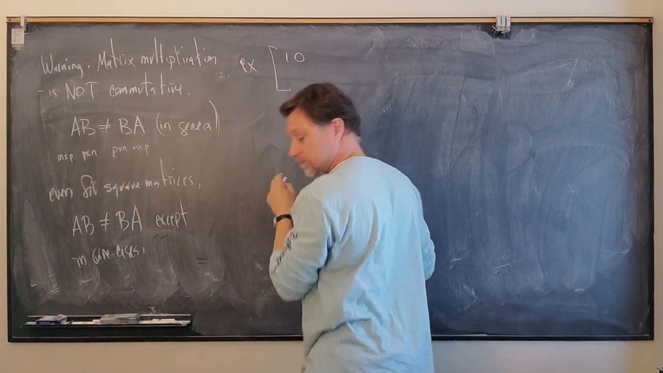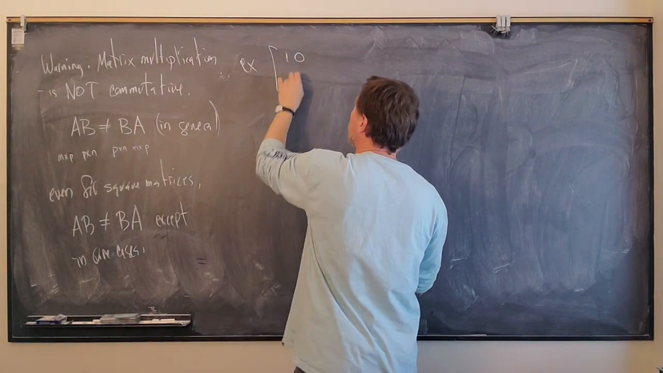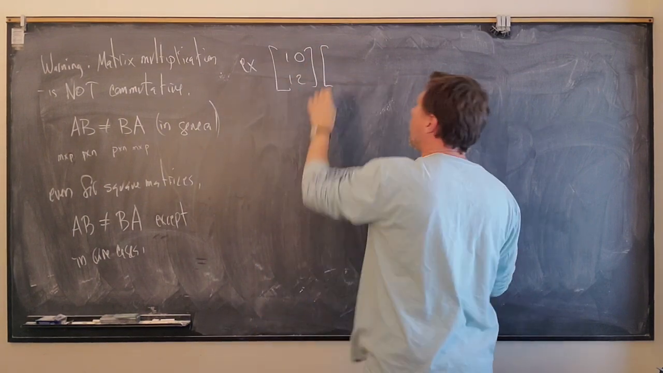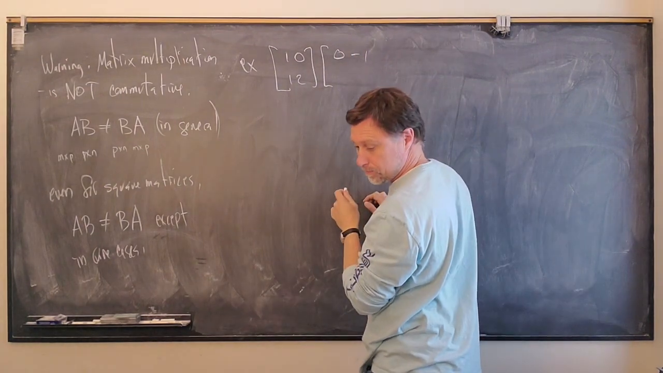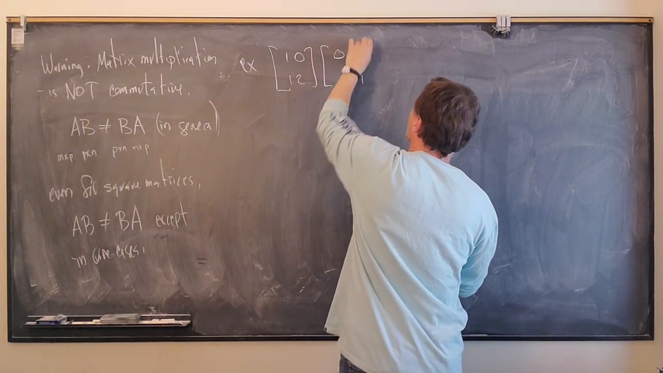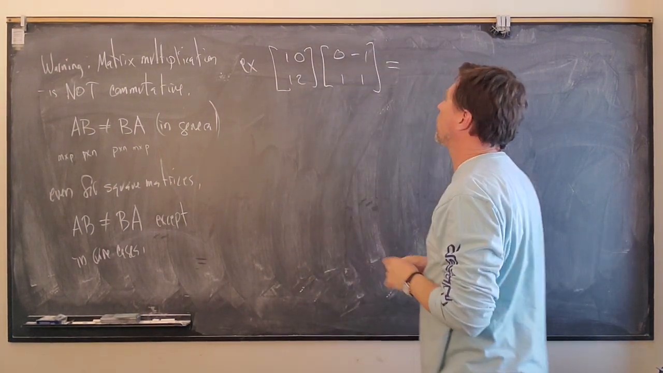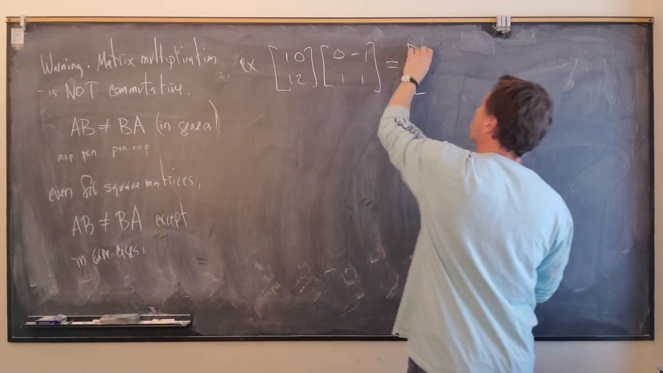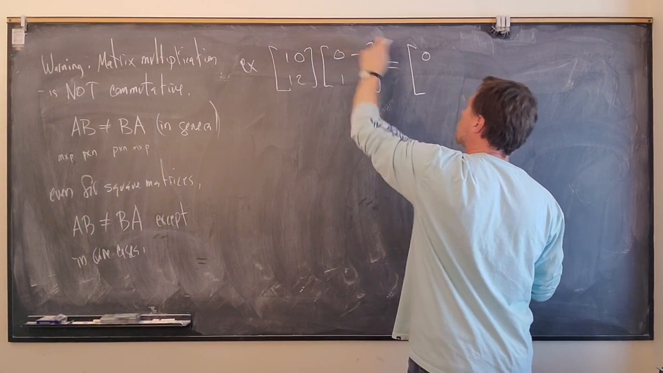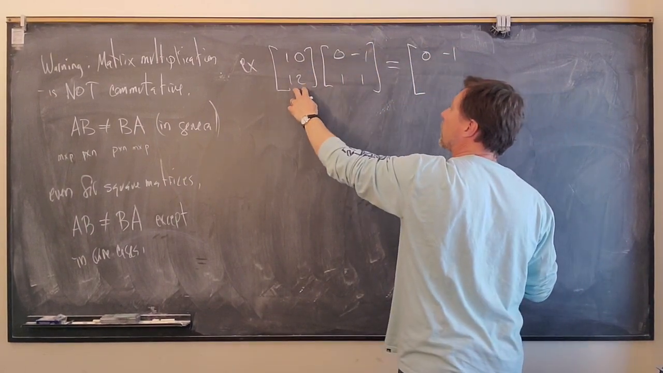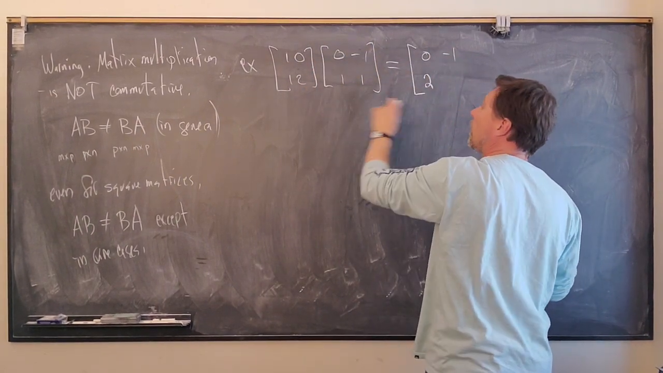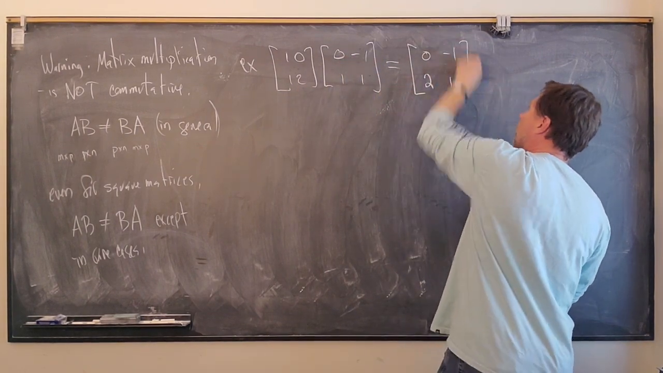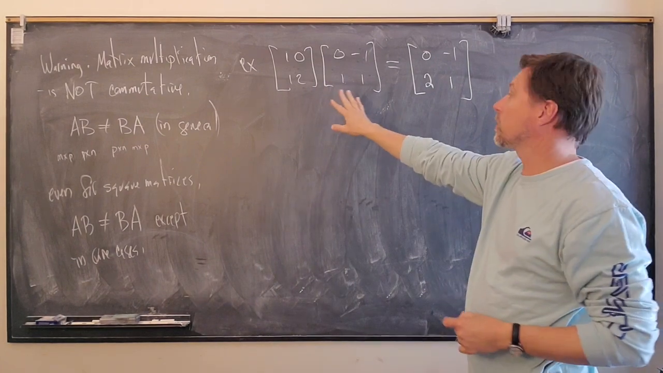1, 0, 1, 2 times 0, minus 1, 1, 1. All right, so I'm going to multiply these matrices, and so let's see. First, I'm going to get a 0, then I'm going to get a minus 1, then I'm going to get a 2, and then I'm going to get a minus 1 plus 2, positive 1. All right, so that's what we get if we multiply in this order.